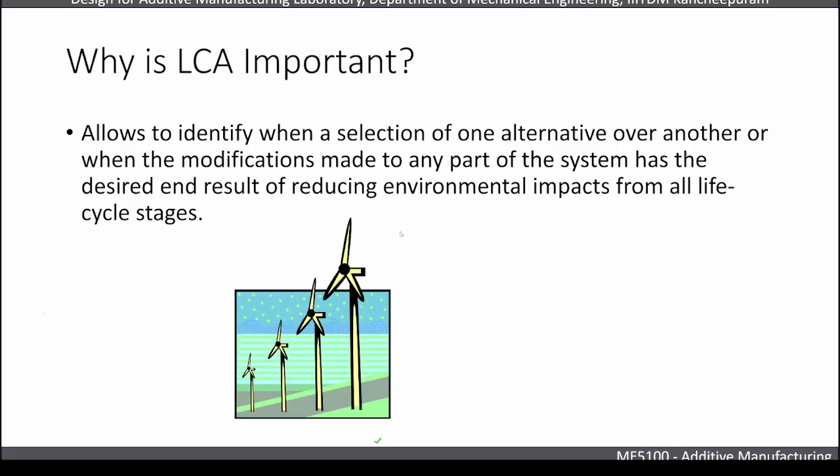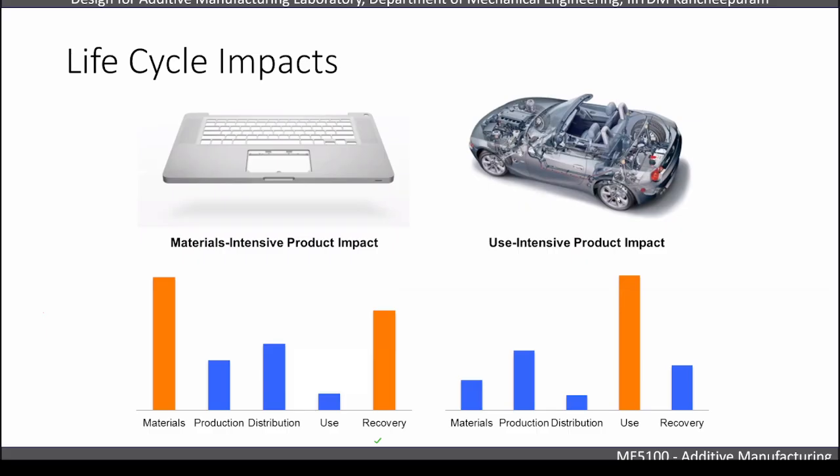So why is it important? Because it helps to identify the best alternative among two alternatives to select, right? And it will also reduce the environmental impact, not just in one stage, but by considering the entire life cycle stages. So that's why it is important. So here you can see two examples from the textbook.